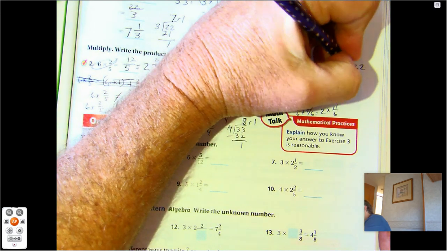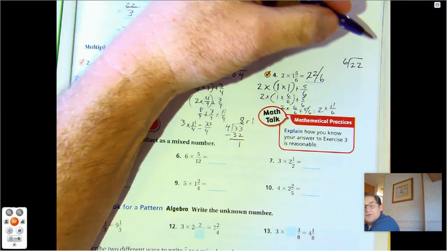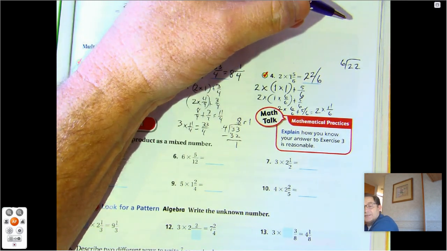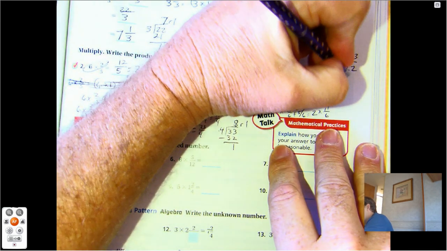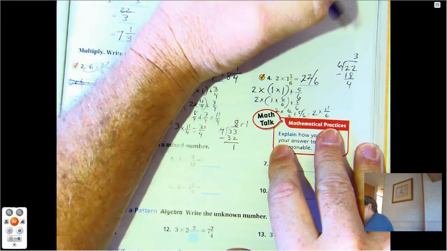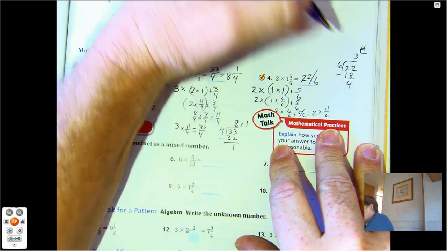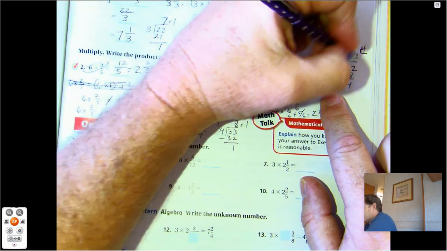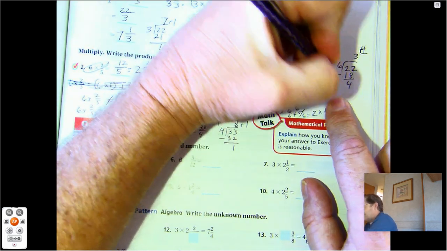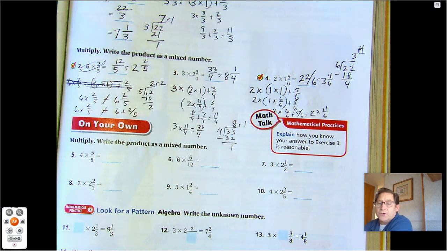We can divide to turn that back into a mixed number. How many sixes can you take from 22? 6, 12, 18. So 3 with a remainder of 4. 3 remainder 4. So our answer will be 3 and 4/6, which is also the same as 3 and 2/3.